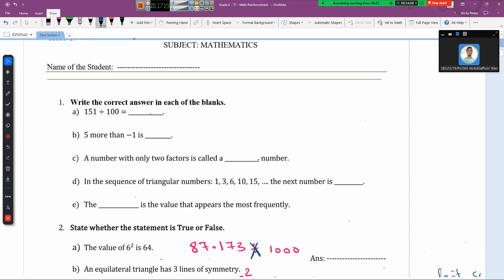So this is multiplication. What would be the answer? Let's say now 87.173 is multiplied by 1000. What's the answer? The answer would be 87173. Yeah, that's very simple. Simple as that. Now 8.731217 into 1000. What's the answer?